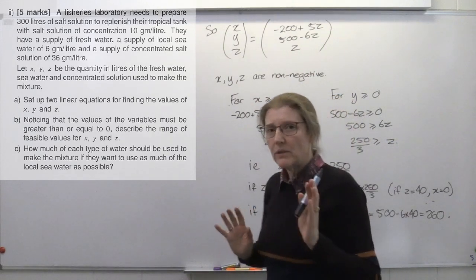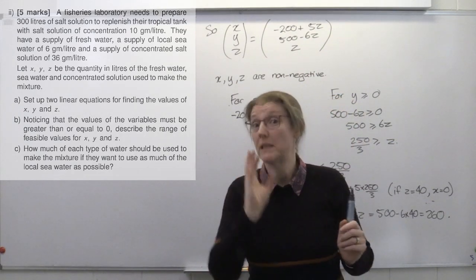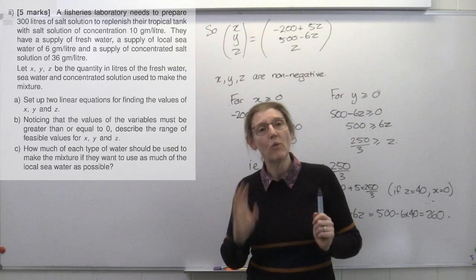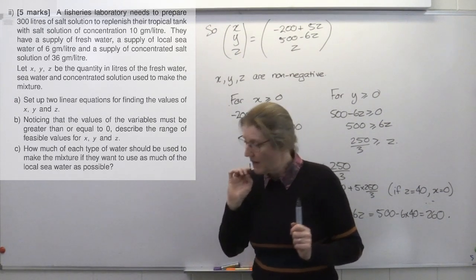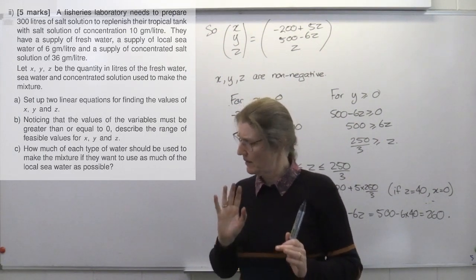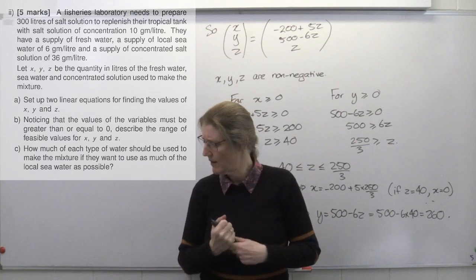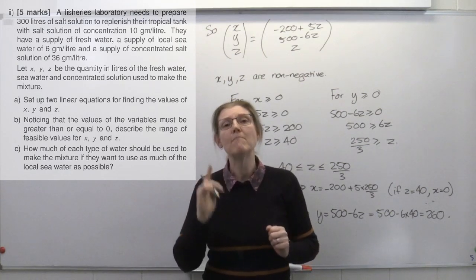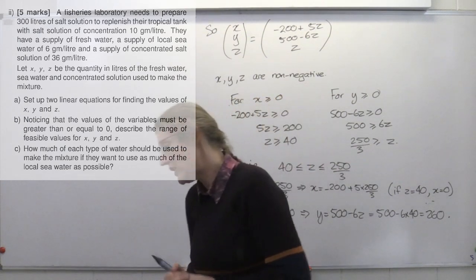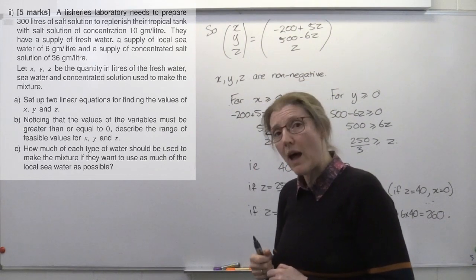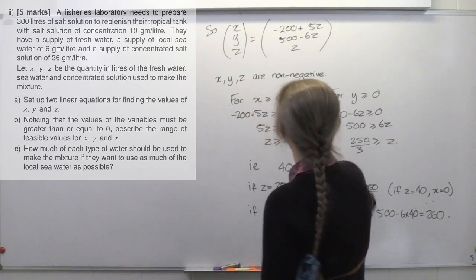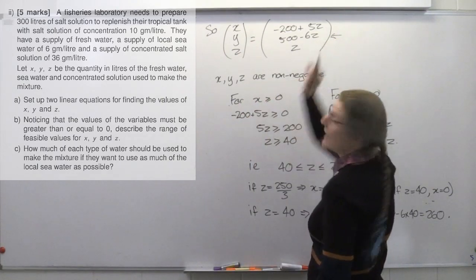Now we'd like to collapse that down to a very particular solution. We would like to know how much of each type of water should be used to make the mixture they want, the 300 litres of 10 grams per litre solution, and they want to use as much local seawater as possible. Now, local seawater is the y variable. So I would like to maximise y. Okay, so here is y, it's that second row.